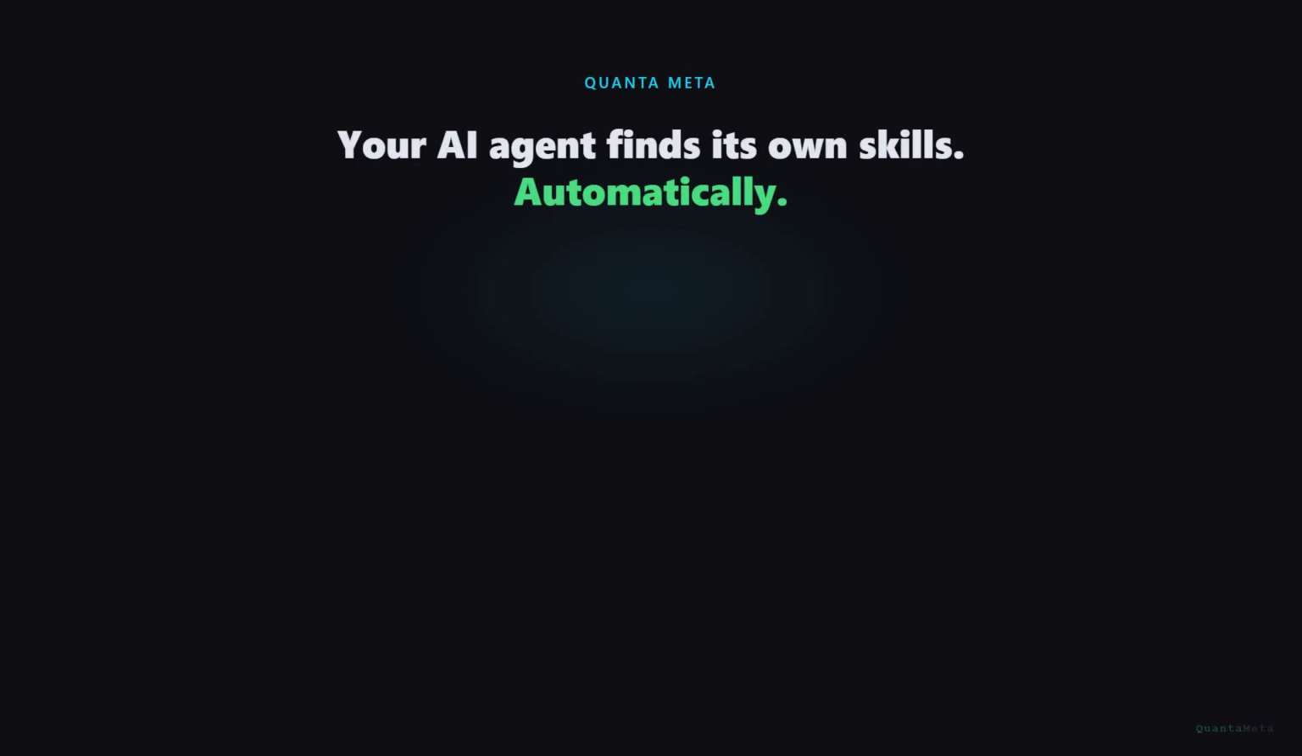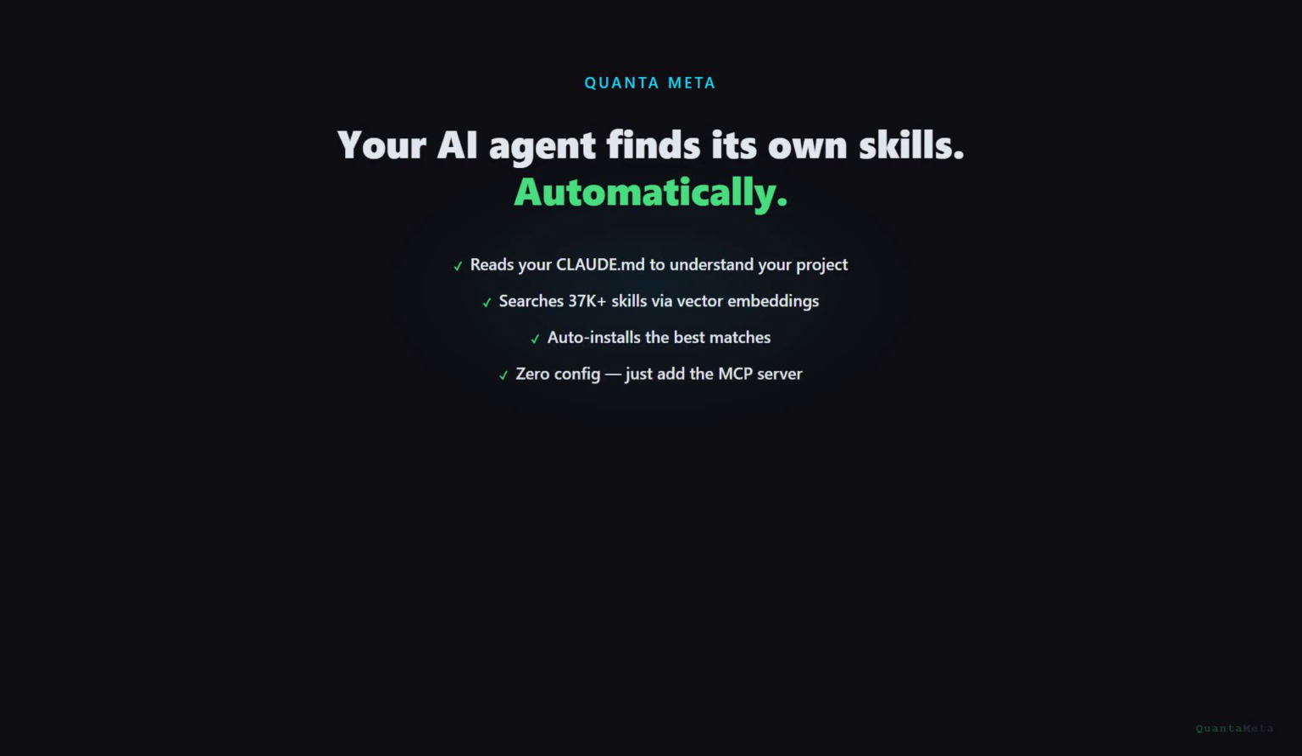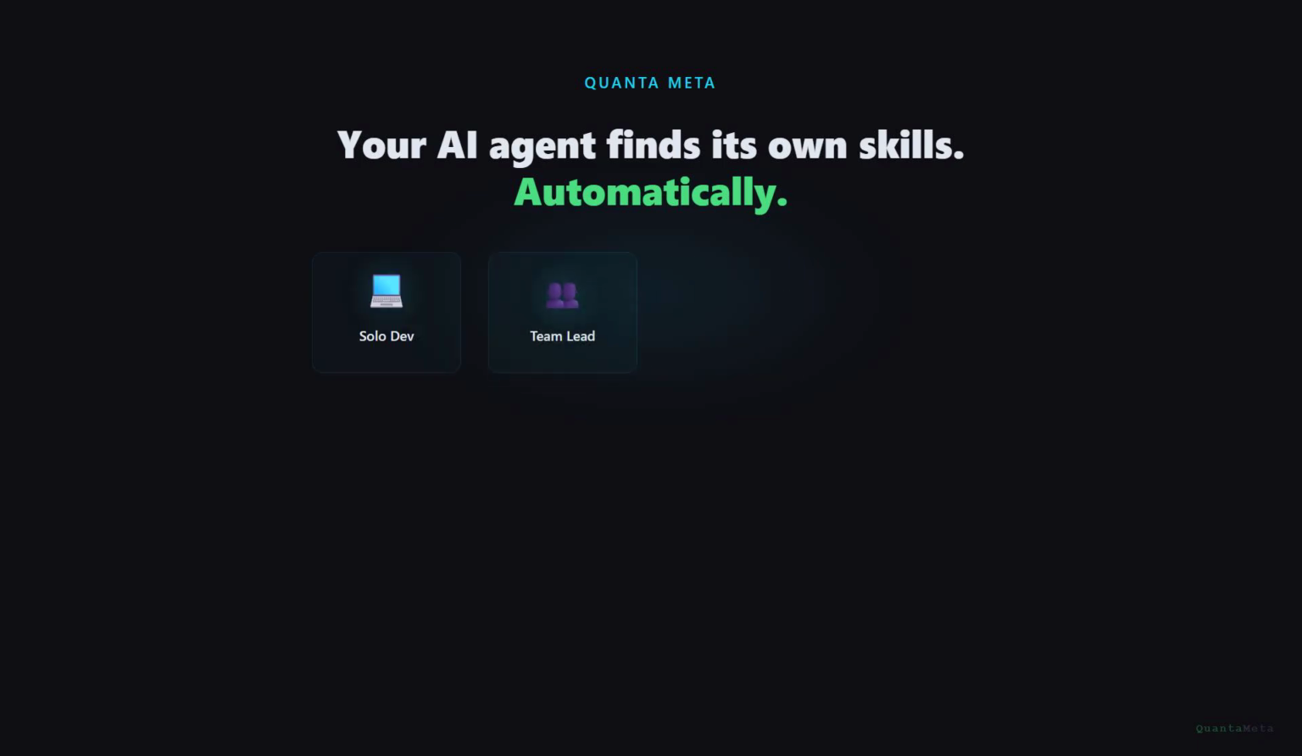Quanta Meta. Your AI agent finds its own skills automatically. Imagine this. You start a new project. Instead of manually searching for the right skills and prompts, your AI agent reads your project context and finds exactly what it needs. Quanta Meta reads your CLAUDE.md to understand your project.